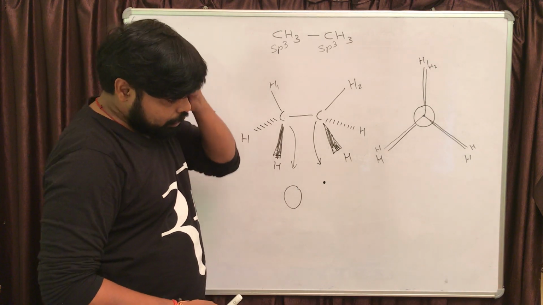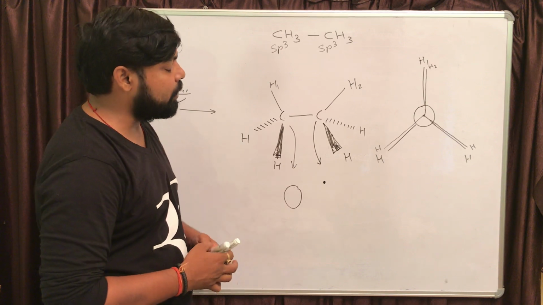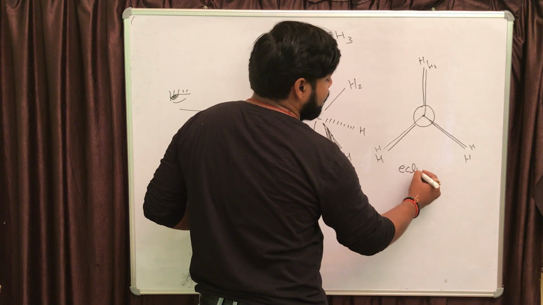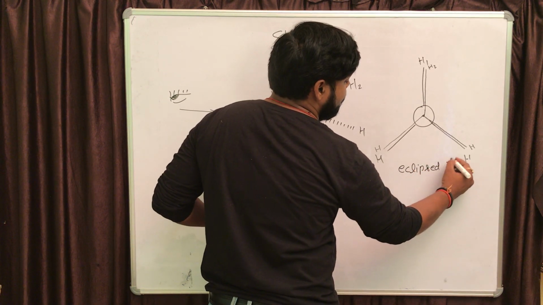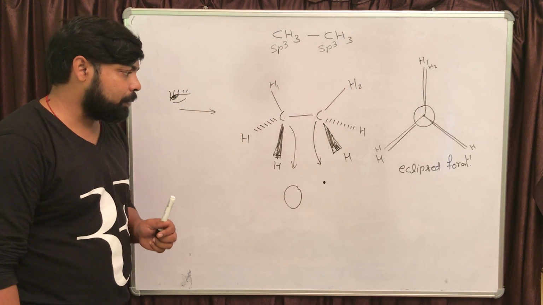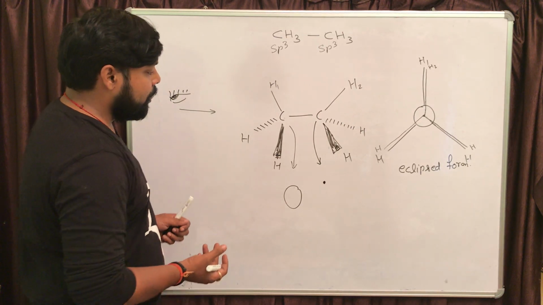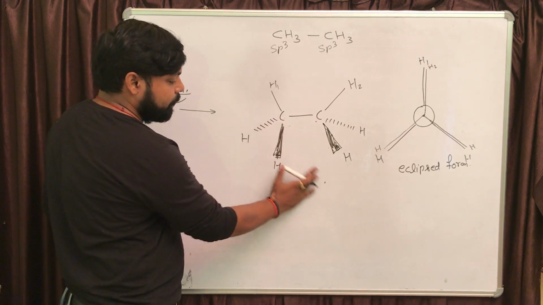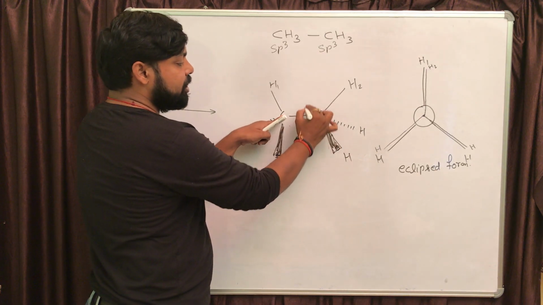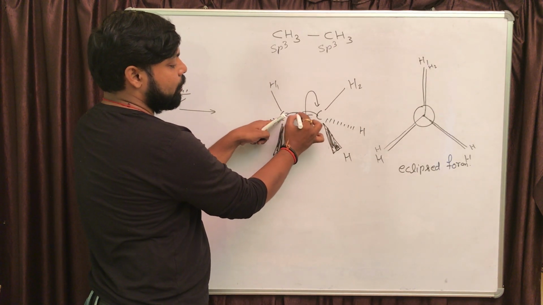Next, this particular structure that I have drawn, in which all the bonds are exactly overlapping with one another, is known as the eclipsed form. Eclipsed form, right? Now, next, we know that there is free rotation around a single covalent bond. Just hold the first carbon atom and start rotating the second carbon atom around this covalent bond.